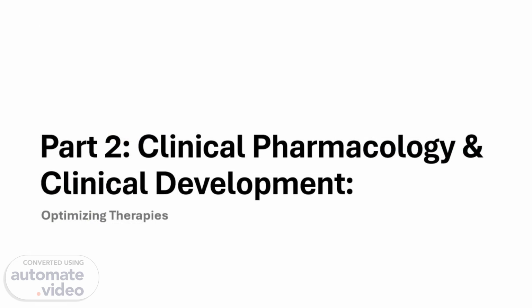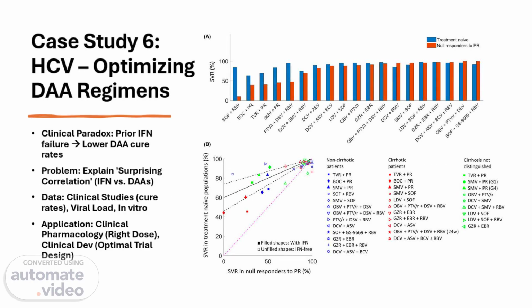Now, let's transition to part 2, focusing on how our approaches are used in clinical pharmacology and clinical development to optimize therapies. Our first case study in part 2 focuses on hepatitis C virus, HCV, and the optimization of direct-acting antiviral, DAA, regimens. We identified a significant clinical paradox. Patients with prior interferon, IFN, treatment failure often exhibited lower DAA cure rates. The problem was to explain this surprising correlation between prior IFN response and DAA efficacy.